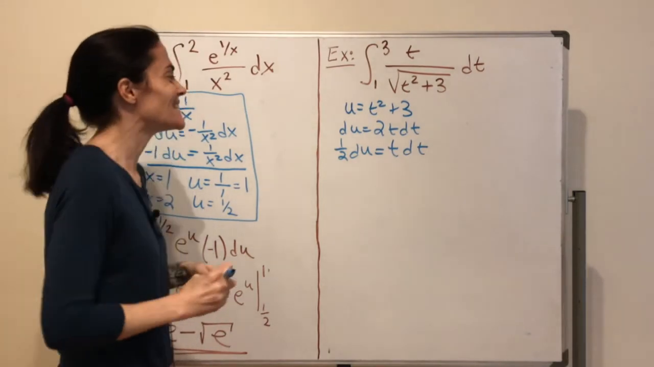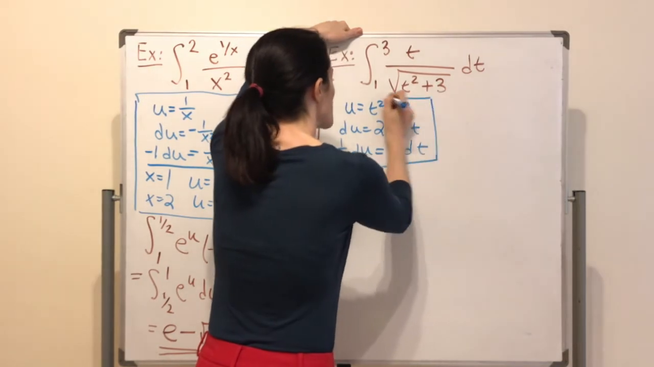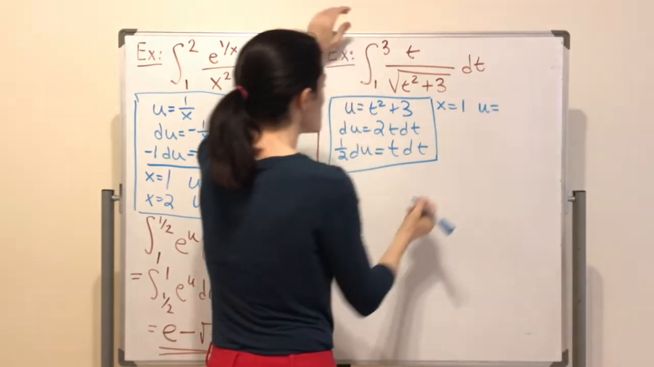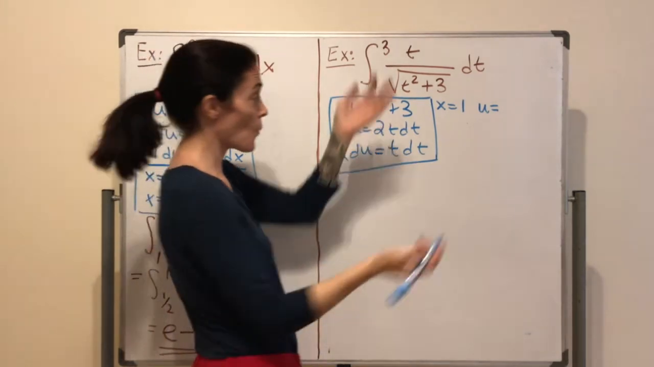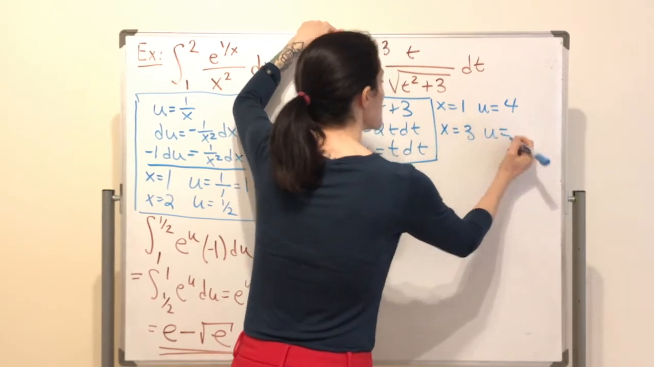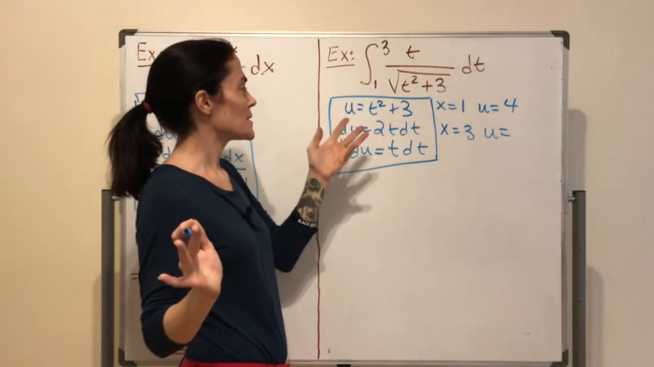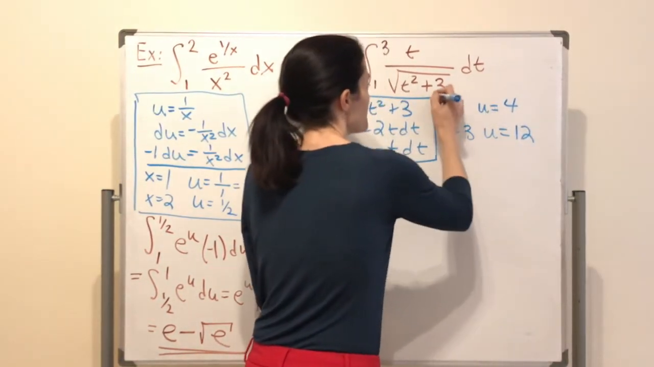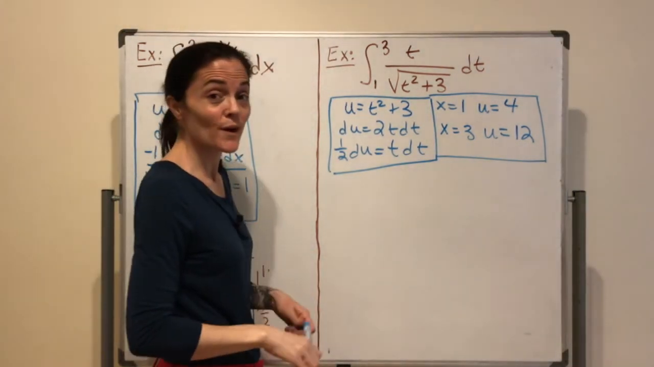Okay, so far so good. Well, and maybe I can put them over here. I will change my bounds to u bounds. So when t equals 1, u is, well, you look at this relationship. It's 1 squared plus 3, which is 4. And when t is 3, u is 3 squared plus 3, which is 9 plus 3, which is 12. Okay? This is all of the work that I need.